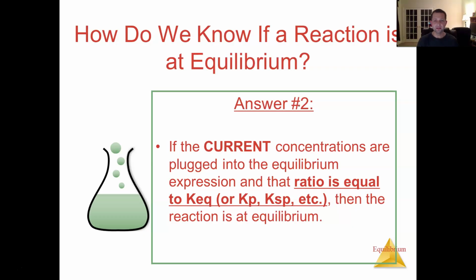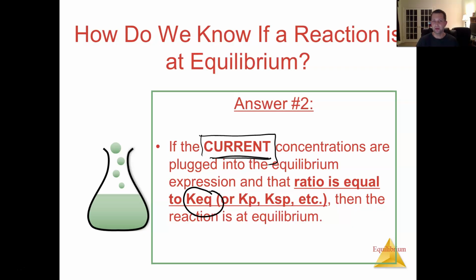Another way to do it is to find something called a reaction quotient. So what you can do is, if the current, okay, that's important, if the current concentrations are plugged into the equilibrium expression, and that ratio is equal to KEQ or KSP or whatever, then the reaction's at equilibrium. So you want to take your current conditions. We're not sure if the current conditions are at equilibrium or not, right? So we want to take the current conditions, plug them into your equilibrium expression, see what number you get, and compare it to what the KEQ value actually is, what the equilibrium constant actually is.